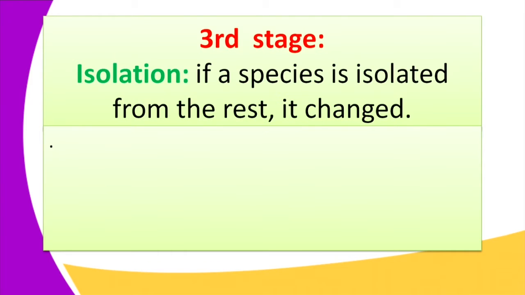So the third stage of evolution, according to Charles Darwin, is isolation. As the name suggests, to isolate is to be left behind. According to him, if a species is isolated, or rather left behind from the rest, it changes. The organism which has been left alone, when others have become extinct, or rather have died, will change through the process of evolution. So this is the third stage of evolution.